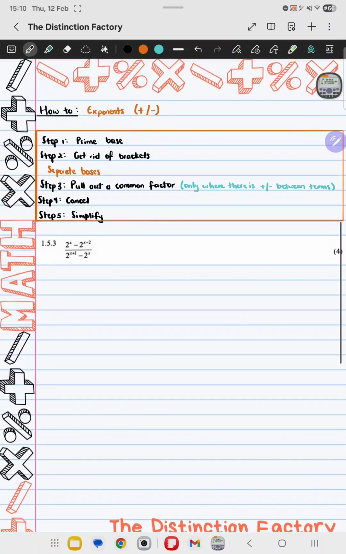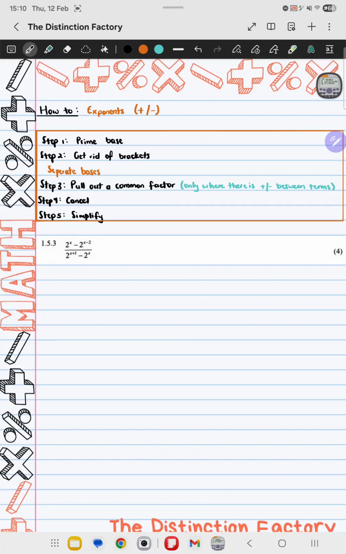So down here I've got our steps. Our first two steps stay the same as part 1 of exponents, where you have to prime base and get rid of your brackets. If you want more information on how to do that, please watch part 1 video on exponents, and everything is explained there. Our next makeshift step is to separate bases. This is not a necessary step, but I do find it helpful in order to be able to go on to step 3, which is where you need to pull out a common factor.